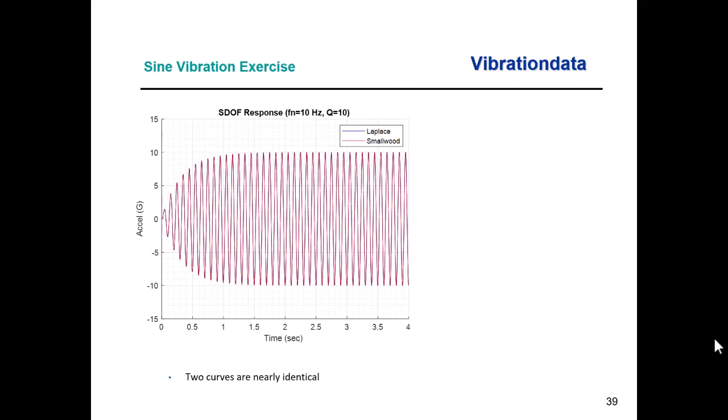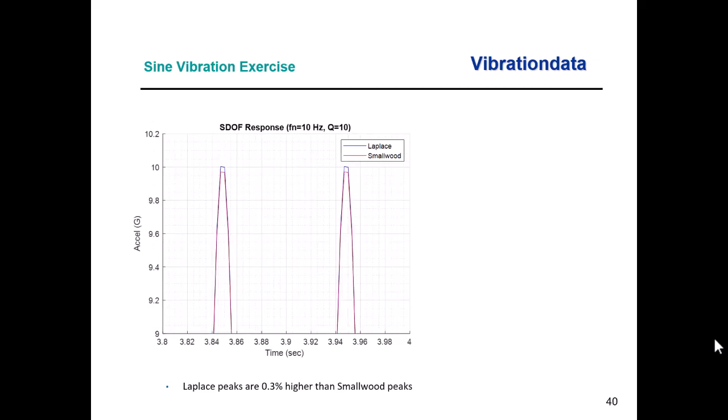Now this is the moment of truth, because we have acceleration g versus time in seconds. We've got the red curve is the Smallwood and the blue curve is Laplace. And you say, hey, wait a minute, I only see a red curve there. Where's Laplace? It doesn't seem to really be there, right? That's actually a good problem, because those curves are so nearly identical that at this scale, it appears to be all the same thing.